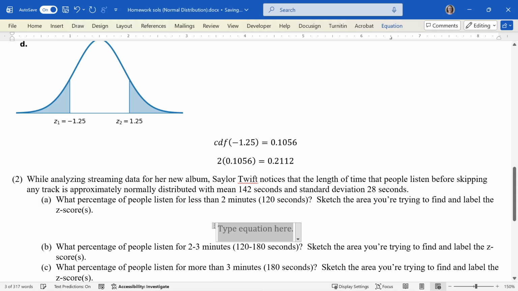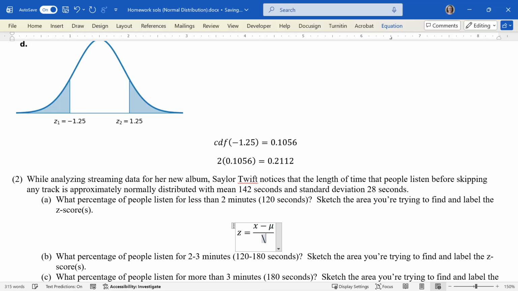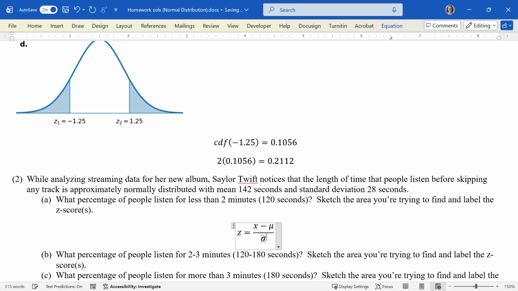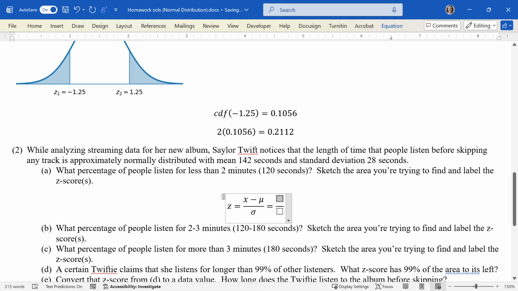Okay, so I'm going to use my z formula. So my formula is data minus mean divided by standard deviation. I just have this memorized at this point. You can look it up on the top of the sheet here. Okay, so this is how far above the mean the data value is.